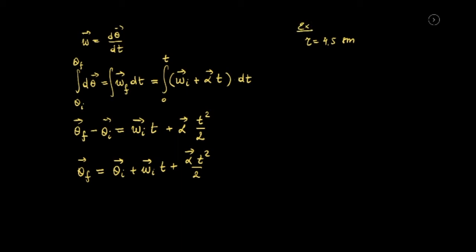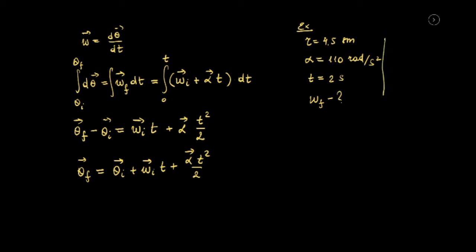From its axis of rotation, the reel is given an angular acceleration of 110 radians per second squared. So angular acceleration is also given, which is equal to 110 radian per second squared, for 2 seconds, t is equal to 2 seconds. What is the final angular velocity of the reel after 2 seconds? So we have to find the final angular velocity.